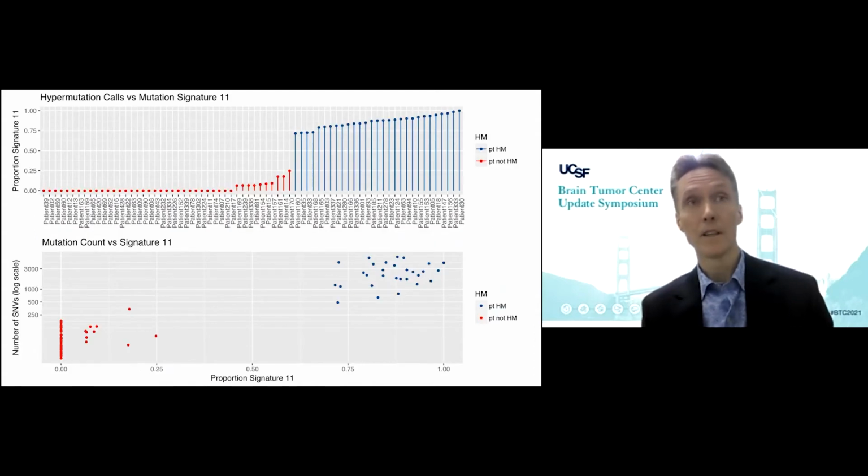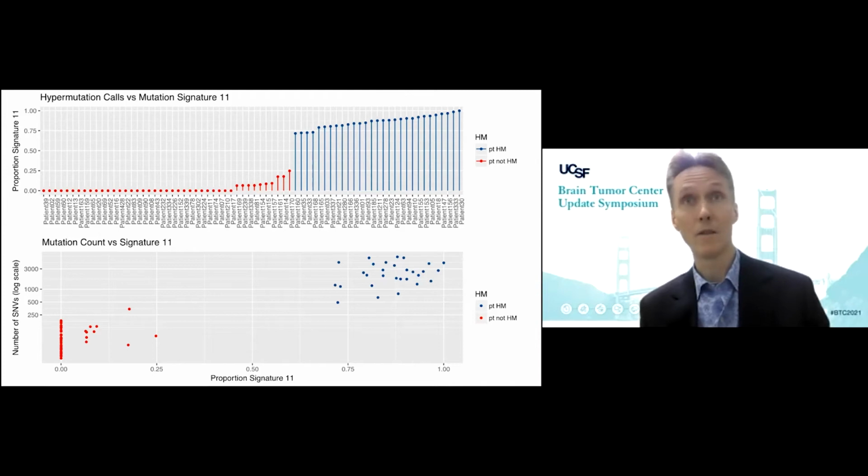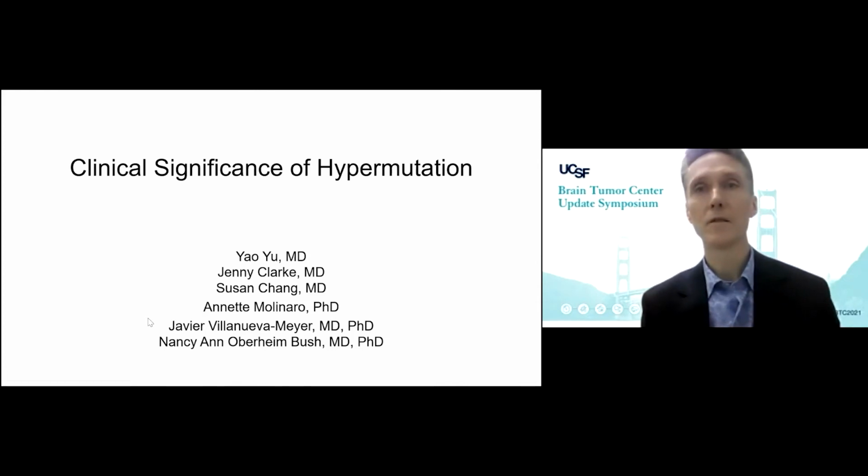So with that, I'm going to turn it over to Nancy Ann to address the question of the clinical relevance of hypermutation in a much larger cohort. So we could not address it in a small cohort, but we now have over 80 patients where we have the genomic data. You can see on this slide how easy it is to distinguish the hypermutators, especially on the bottom panel here, from the non-hypermutators when we use mutation signature, that's that G to A mutation, and number of mutations. So with that, I will stop my sharing and turn it over to Nancy Ann.